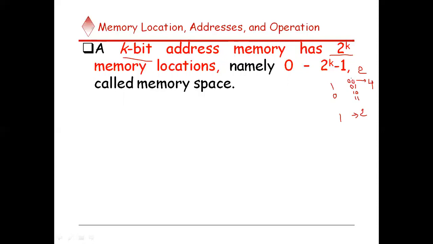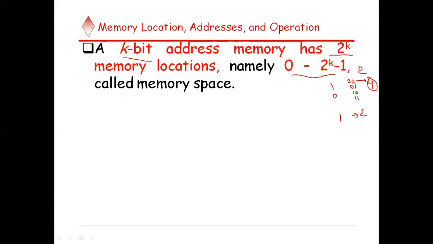And from where to where are these addresses varying? See, this is 0, 1, 2, 3. So it is varying from 0 to 2 raised to k minus 1. 2 raised to k is 4, 4 minus 1 is 3. So 0 to 3 means a total of 4 memory locations are there. So this is all about the memory addresses.